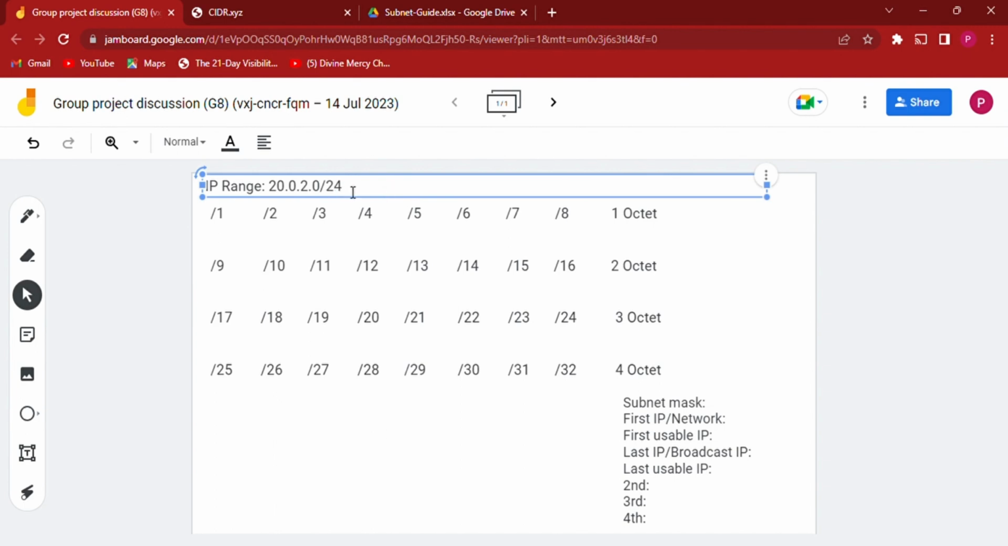So whenever you see slash something, for instance, if I do /2, I'm saying that use 2 of the 32 bits for the network, and then use the rest, the remaining 30, to get my hosts. So plenty of hosts for me. Now let me get it back to 24.